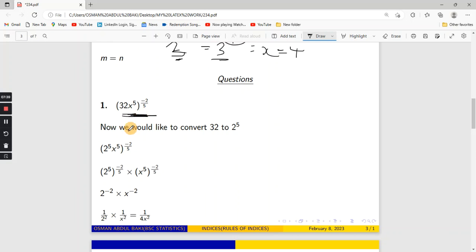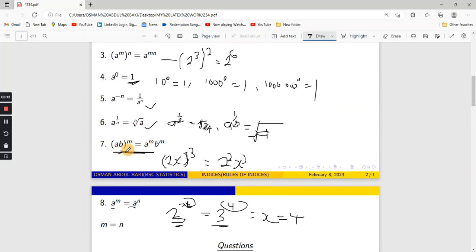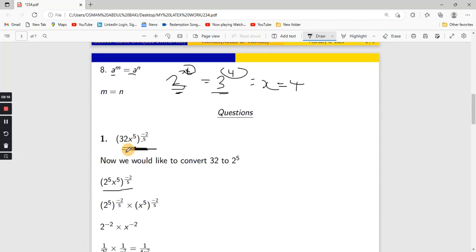Before applying property 7, we want to convert the 32 to a figure whose exponent lets us cancel the 5. Here, 2 raised to the power 5 is the same as 32. So that is why we convert the 32 to 2 raised to the power 5. After this, we apply property 7, where each term will have the power of the value.